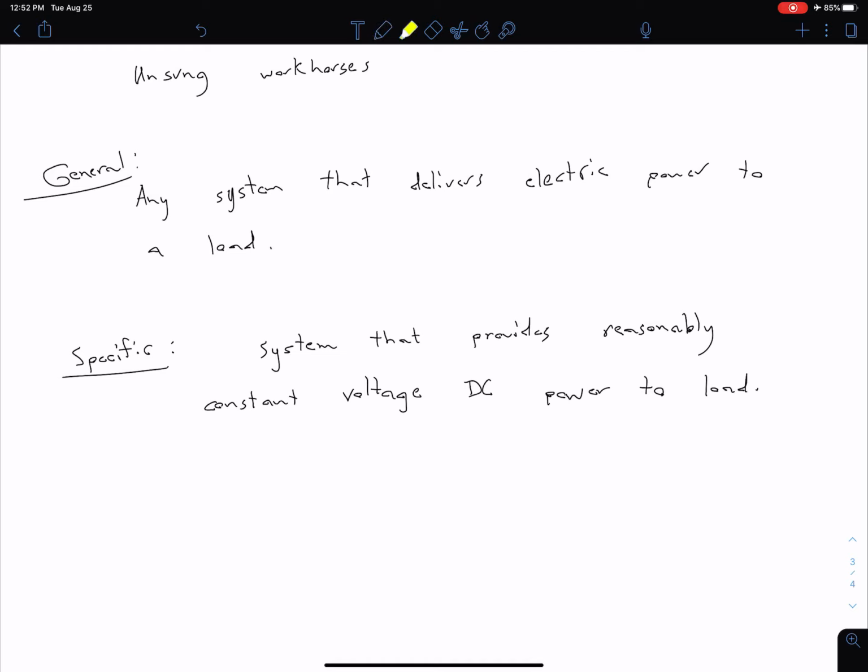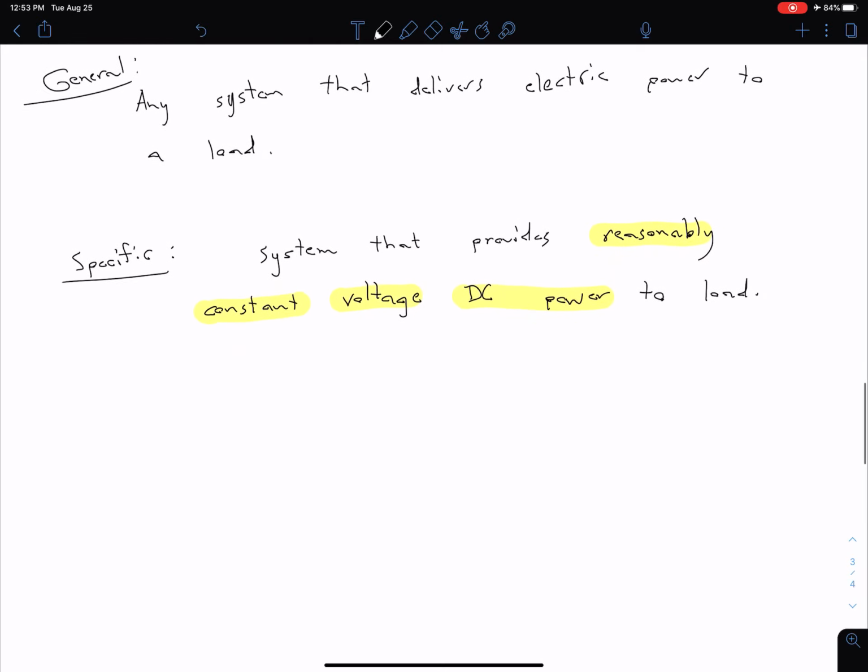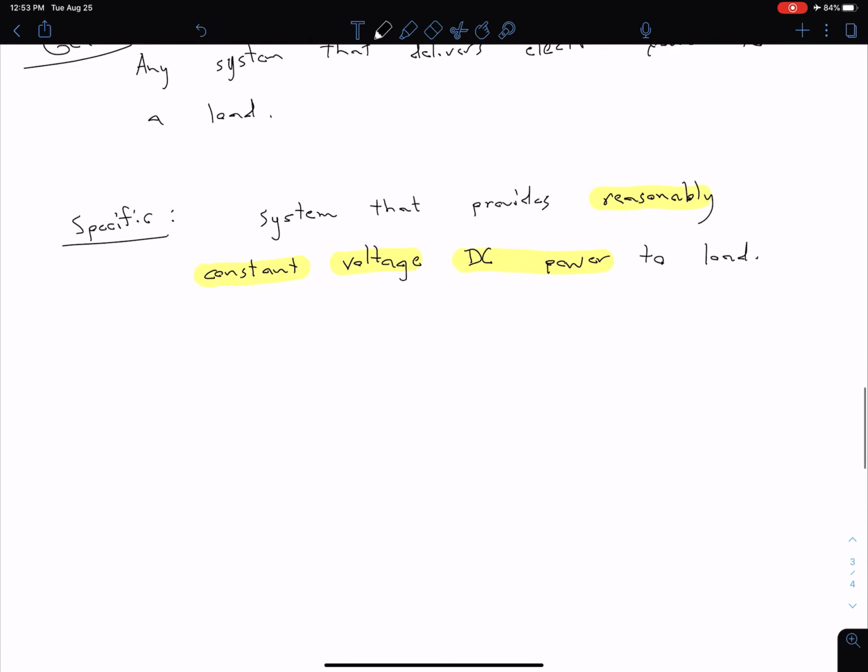Of course here we have a few key words. We're saying it's reasonably constant. We're also looking at the voltage, and we're looking at DC power. We're going to dive into each of those in more detail in some later videos. It's worth mentioning that in some rare cases we can have a constant current DC power, but more often than not we'll have a constant DC voltage. Again, that definition for power supply might vary depending on where you're looking, but for the terms of this class, that's what we're going to define our power supply as.